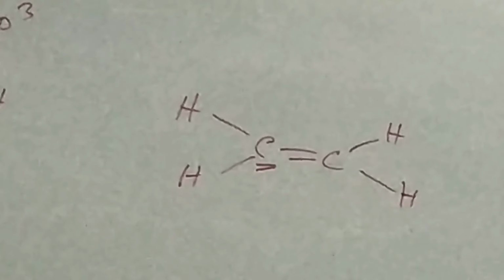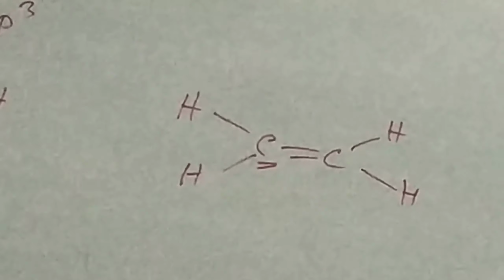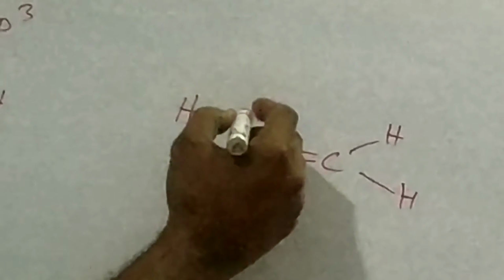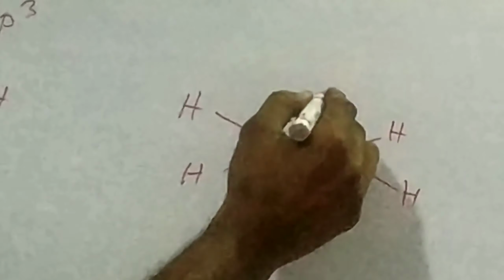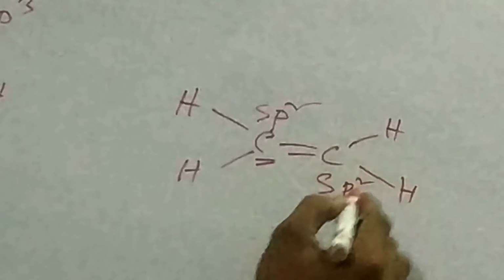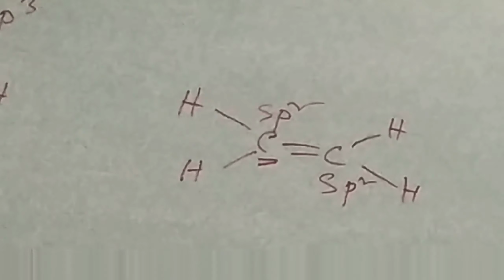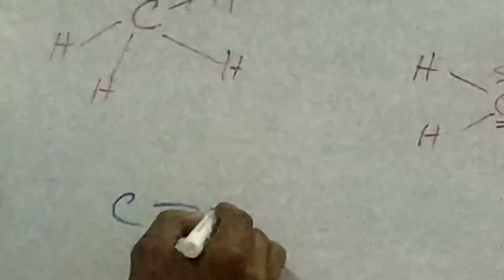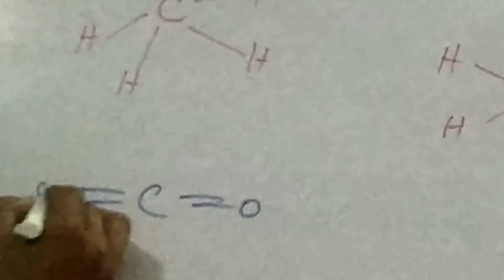So there are 3 hybrid orbitals, 3 atomic orbitals, 1 s and the remaining 2 are p. Therefore, this carbon is sp2 hybridized. Similarly, this carbon is also sp2 hybridized. Again, you see another compound, carbon dioxide, CO2, C double bond O, double bond O.